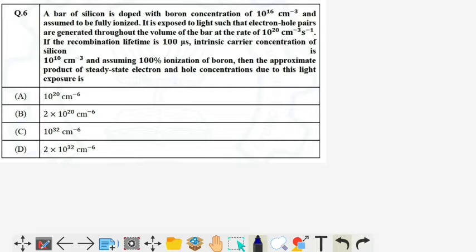This is the GATE 2021 Electronics and Communication Engineering question paper. This is 1 mark question number 6. Let's try to solve this question.